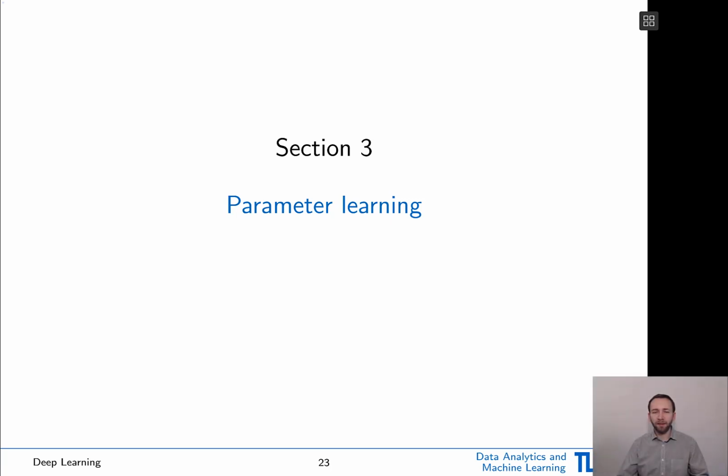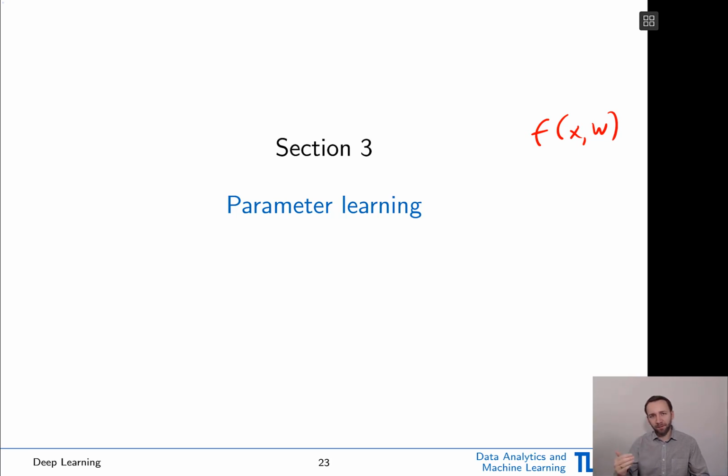Welcome back. We now want to talk about parameter learning in neural networks. As we have seen, a neural network is more or less, simply speaking, a very complicated parametric function with many parameters in practice, which we have to derive in some way. So how do we do this?